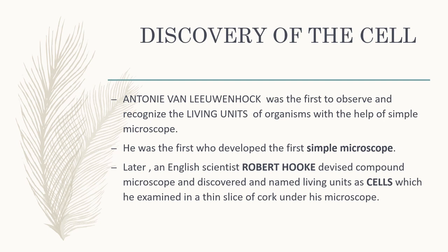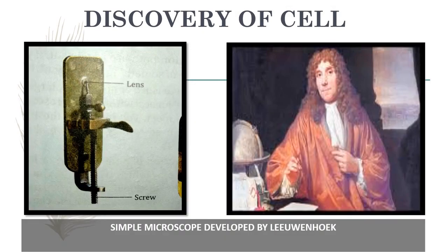Let us take the discovery of the cell. Antony van Leeuwenhoek was the first to observe and recognize the living units of organisms with the help of a simple microscope. He was the first who developed the simple microscope. Later, an English scientist, Robert Hooke, devised the compound microscope and discovered and named living units as cells, which he examined in a thin slice of cork under his microscope. In this slide, you can see the simple microscope which was developed by Van Leeuwenhoek.